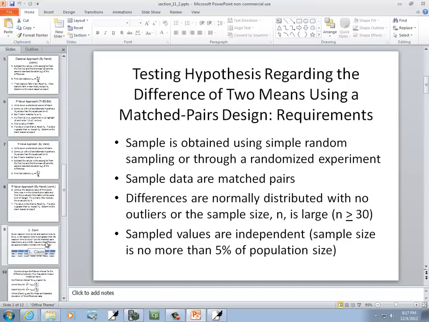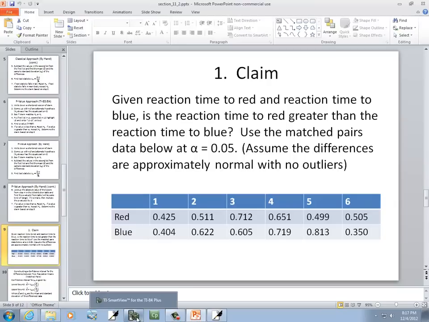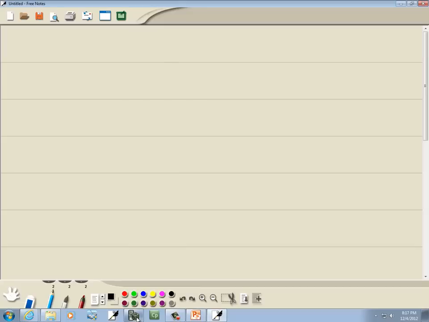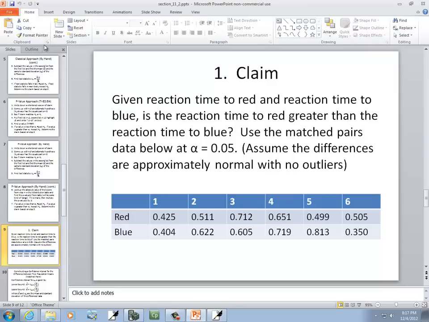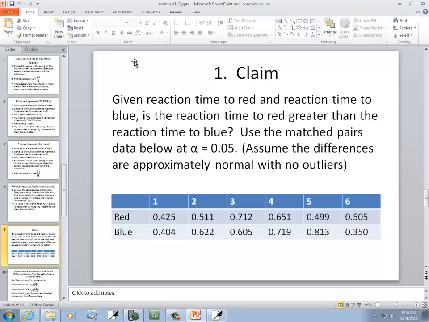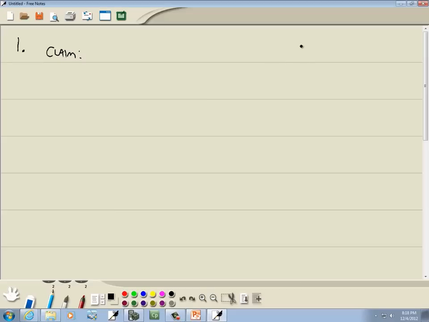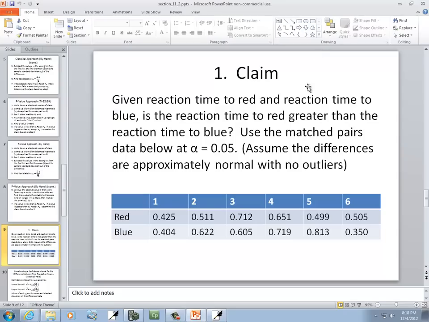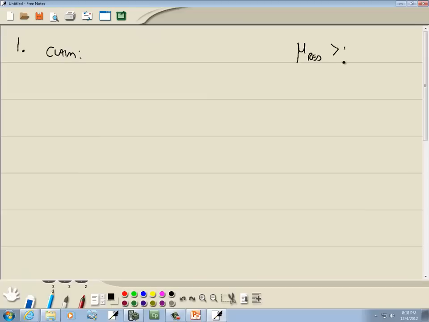Now we're going to skip over the next slides and go down to our claim. We'll come back to those. Okay, our first problem here. Given reaction time to red and reaction time to blue, is the reaction time to red greater than the reaction time to blue? So what they're saying is mu sub red, the mean of our red, is greater than the mean of the blue.